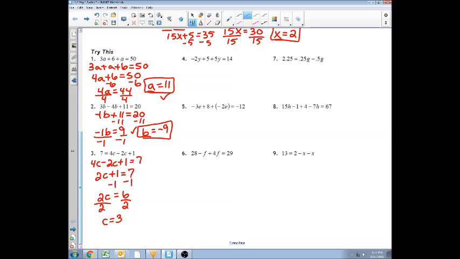If I put 3 back in the original equation, I need the right-hand side to equal that 7. So 4 times 3 is 12. Negative 2 times 3 is negative 6. 12 minus 6 would be positive 6, plus 1 would equal 7. So this is actually good.